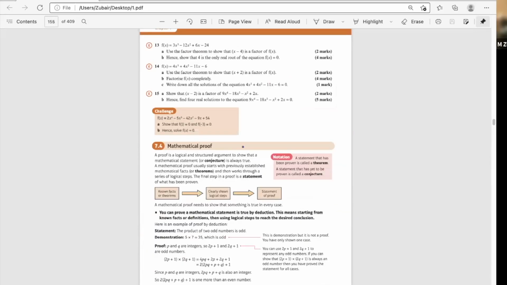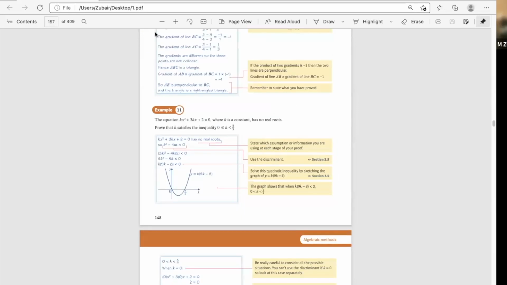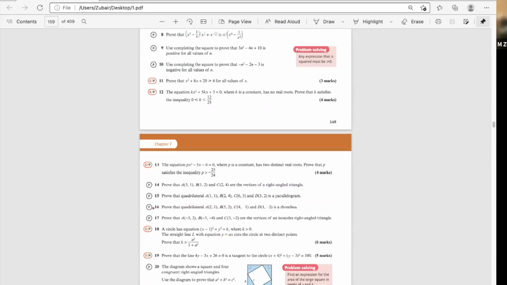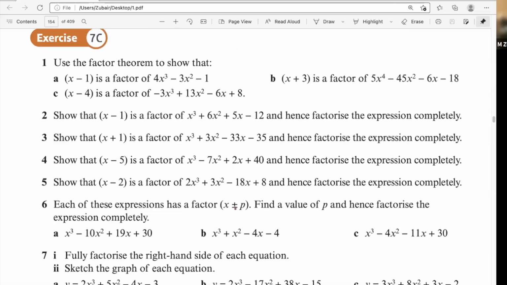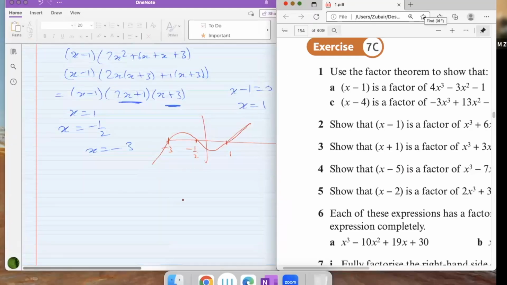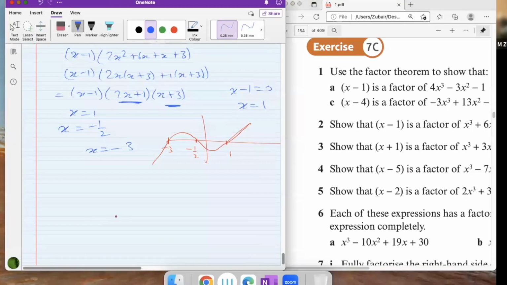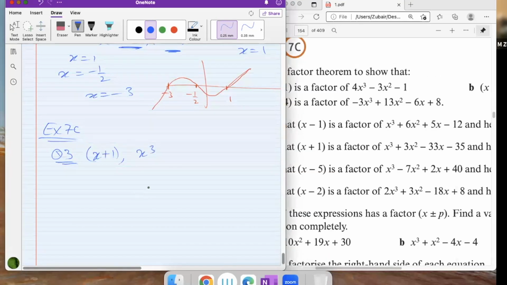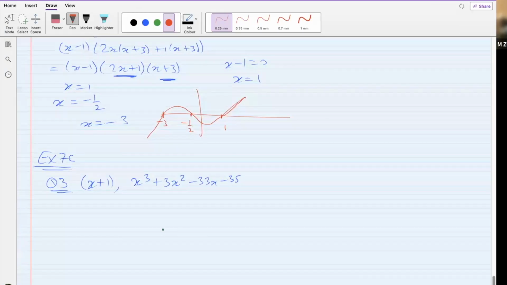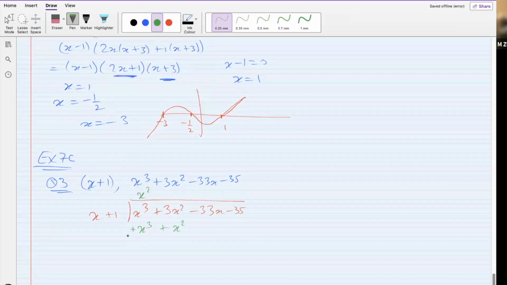3x square minus 33x minus 35. So dividing this x cube plus 3x square minus 33x minus 35 with x plus 1. First we multiply with x square to get x cube. 1 into x square is x square. We change the signs and eliminate these. So 2x square minus 33x minus 35.